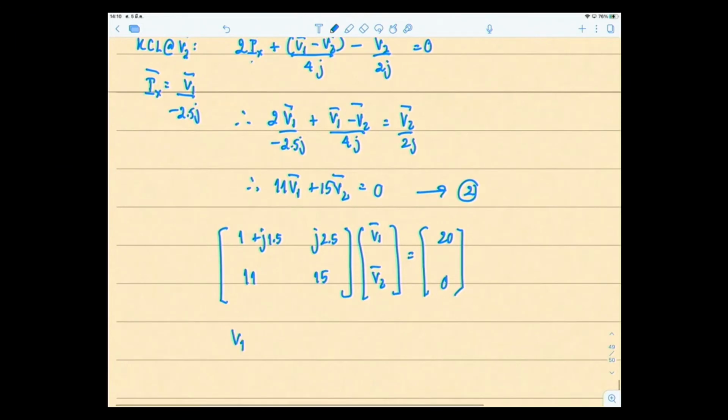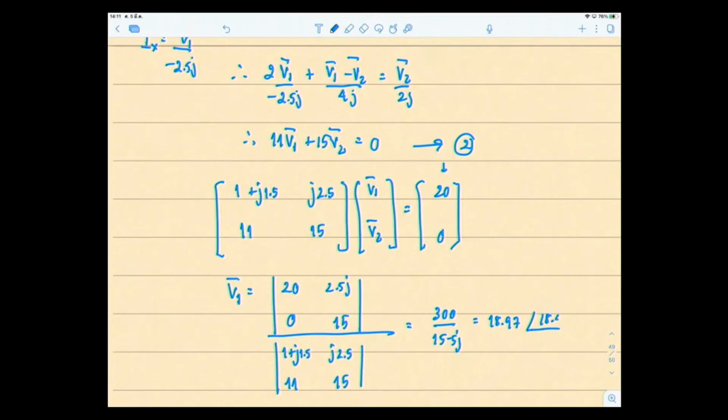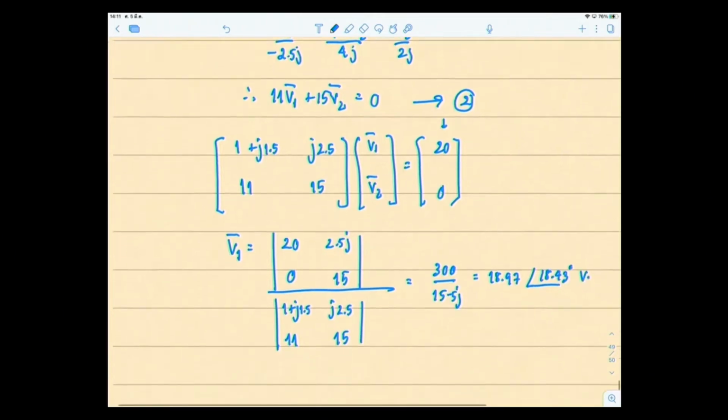So to find V1, V1 is the determinant of the matrix when you replace the first column with these values, 20, 0, j2.5, 15, divided by the determinant of the coefficient matrix itself, 1 plus j1.5, j2.5, 11, and 15. You do that and you get 300 over 15 minus 5j. And the answer is 18.97 angle 18.43 degrees volts. So this is your V1.